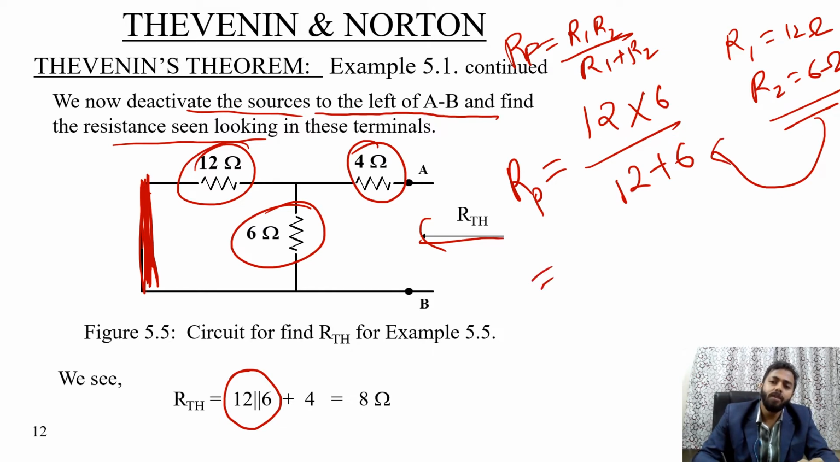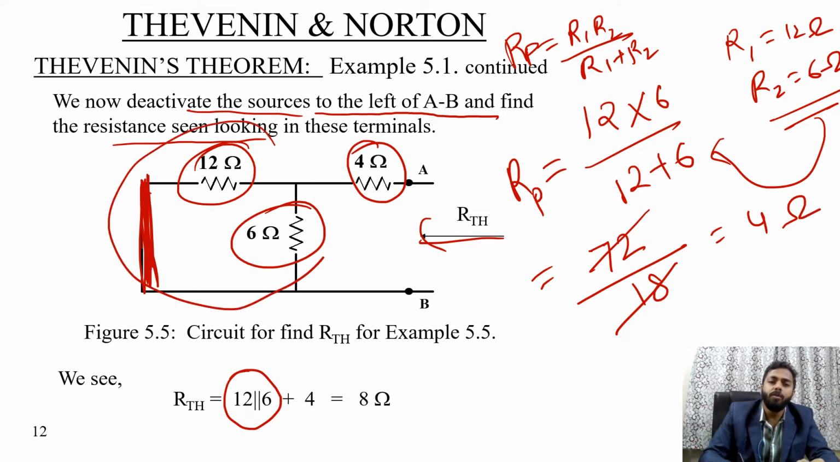So here 12 into 6 is 72, and 12 plus 6 is equal to 18. So this is equal to 4 ohm. Now this 4 ohm resistance is in series with the 4 ohm resistance. That's why 4 plus 4 is equal to 8 ohm.